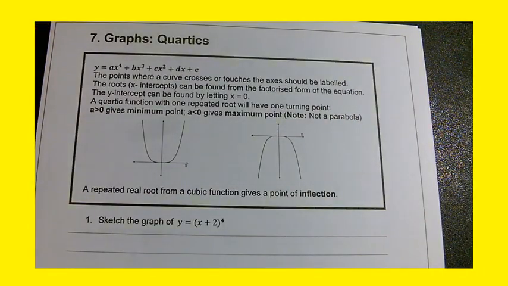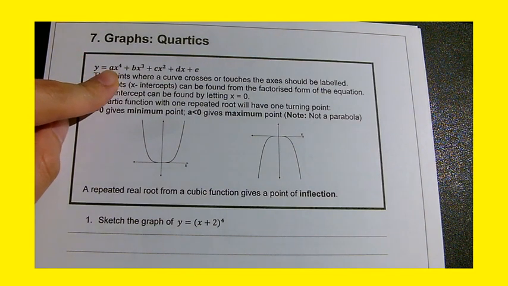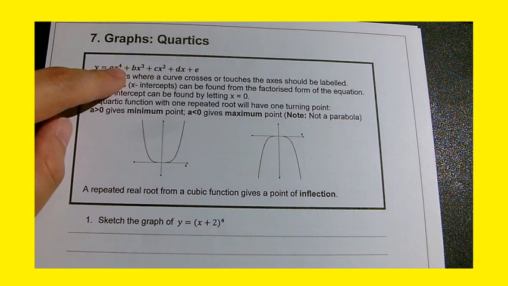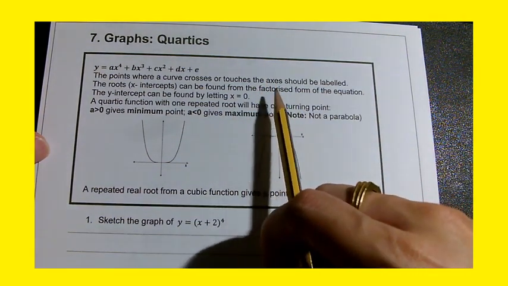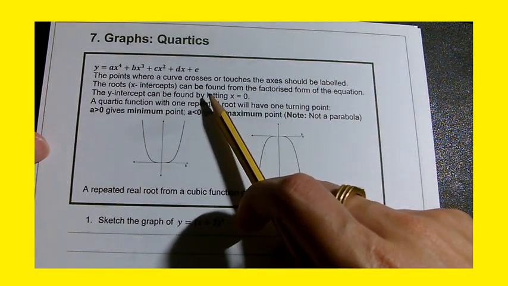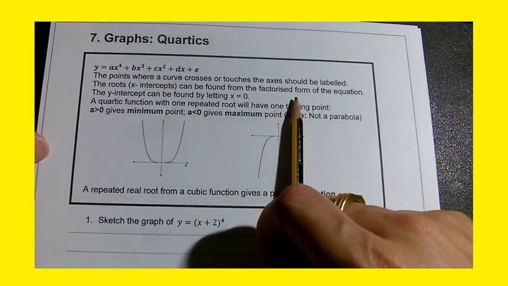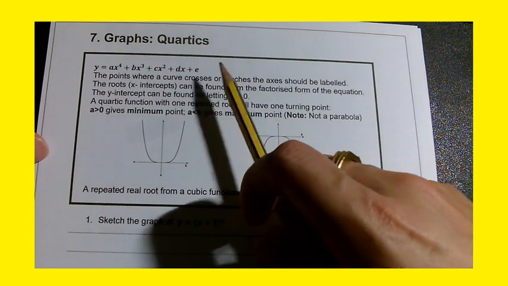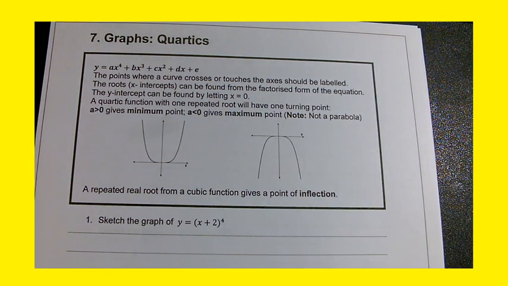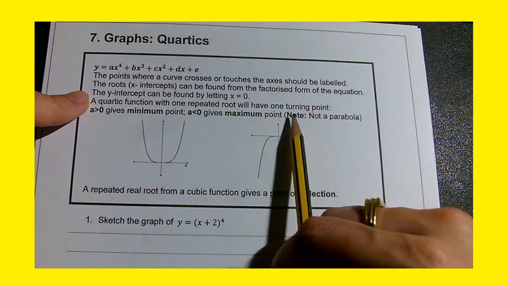So, a quartic graph differs from a cubic graph in that the highest power in the equation is not 3 but 4, and every other power decreases by 1. The point where the curve crosses or touches the x-axis should be labelled. The x-intercepts can be found from the factorised form, and the y-intercept can be found by letting x equal 0 or by expanding the numbers in the brackets. A quartic function with one repeated root will have one turning point.